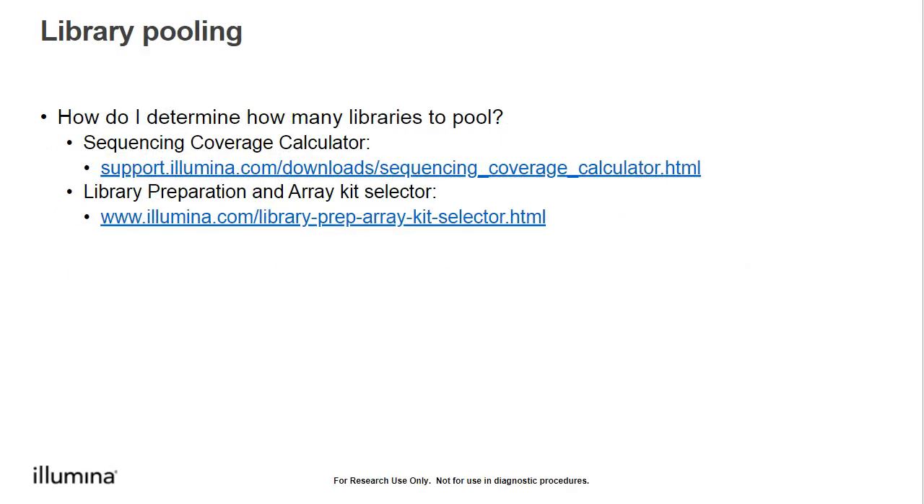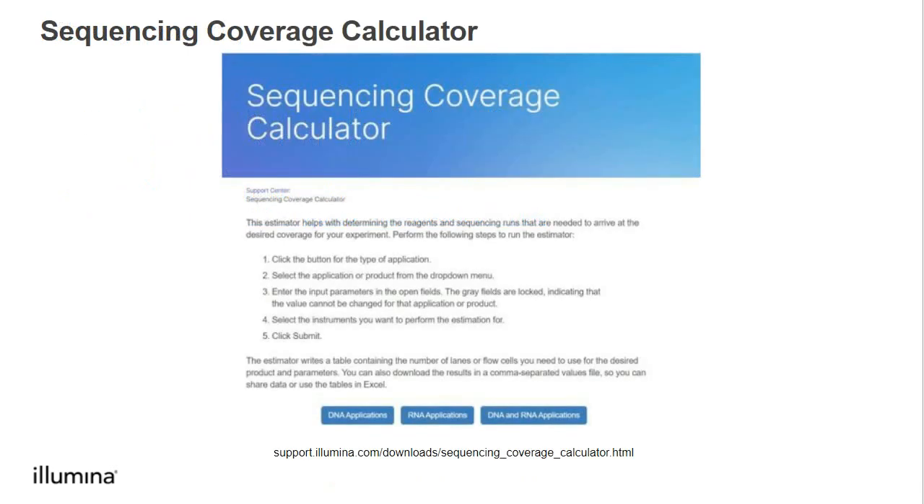We have resources here that will help us to determine the number of samples we want to pool together: the coverage calculator, and the library prep and array kit selector. This is a sequencing coverage calculator tool. So here we'll go through just a quick example calculation. Let's say we are planning to do whole genome sequencing. So I'll select DNA application.